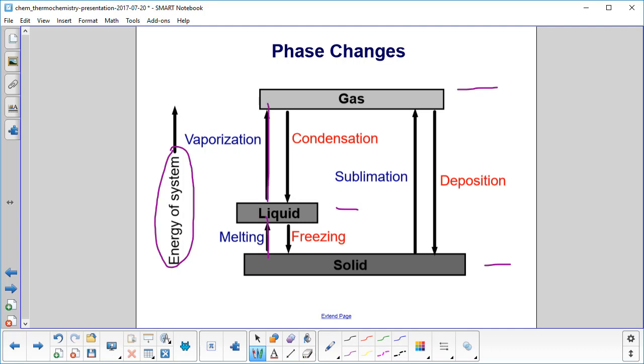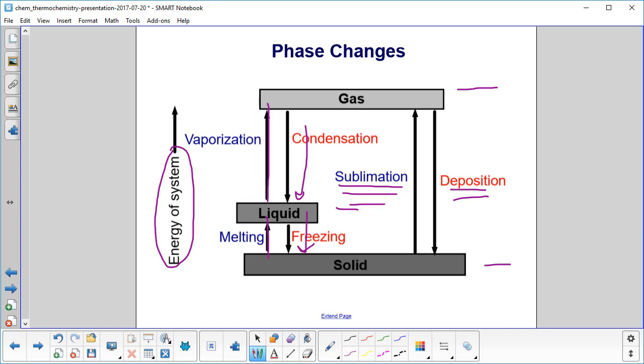The energy is increasing. If you go the reverse, and those are the words in red, gas condenses to a liquid, and liquid freezes to a solid. There are two other ones that you normally don't hear about. Sometimes a solid will go right to a gas. That's called sublimation. And then the reverse is when gas goes to a solid. That is called deposition. So going up, energy increases.